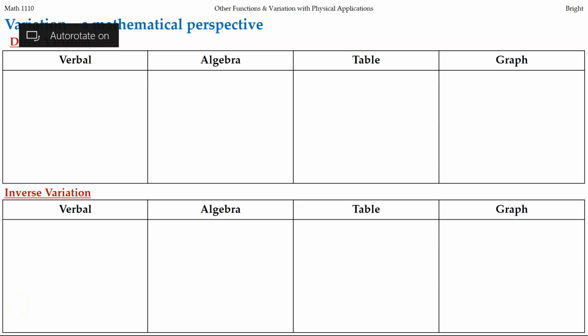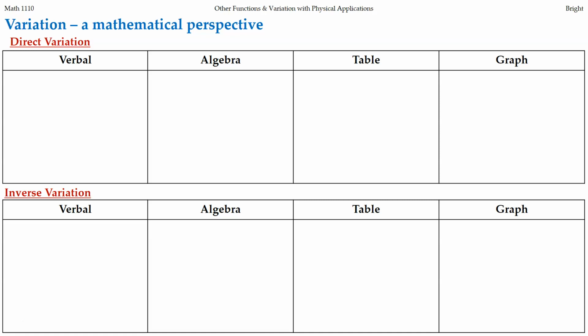Welcome back, and we're going to look at variation in this video, more from a mathematical perspective. We're going to get into some physical applications in the next video. The two types of variation that we're going to see mainly are direct and inverse variation. You can actually combine them and get something called joint variation, but as long as we understand these two, joint variation isn't going to be a problem.